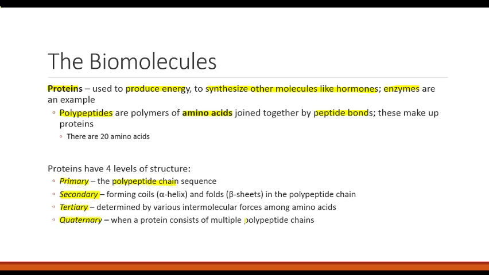We have to make a distinction between protein and polypeptide. The polypeptide is the polymer of amino acids, but if you have multiple polypeptides that have these various intermolecular forces joining together, you get the protein. Meaning the tertiary structure here can be a protein, and so can the quaternary structure.